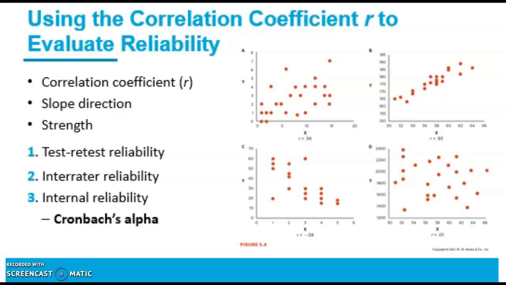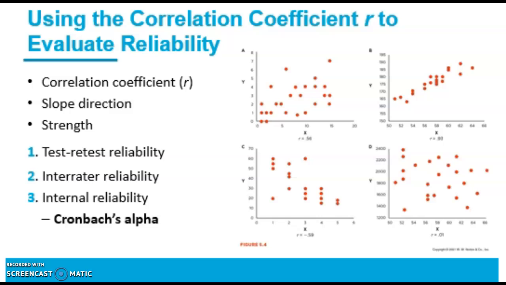All right, so quickly again, scatter plots, good first step in evaluating reliability. More common, more efficient way is to use the correlation coefficient R. R is a single number that describes how close the dots on a scatter plot are to the line drawn through them. We look at the slope.